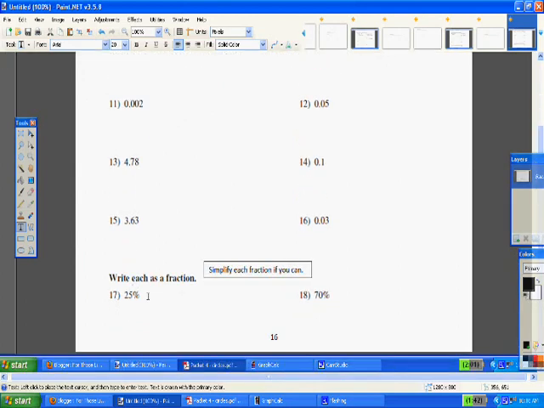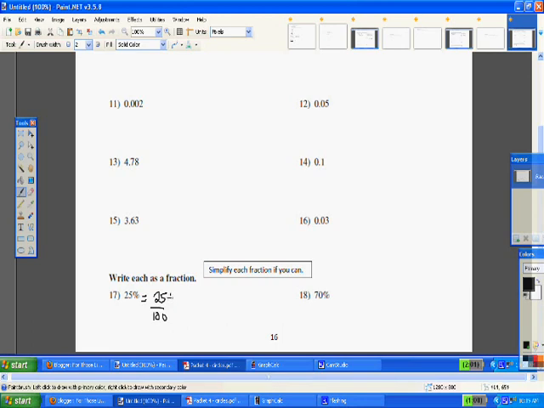So let's see here. We have 25%, and we have to write this percentage as a fraction. So 25% is the same thing as saying you have 25 pieces or parts out of 100. And now that it's a fraction, we can go ahead and simplify it if we need to. And since 25 and 100 can be reduced to a smaller fraction, let's go ahead and do that.